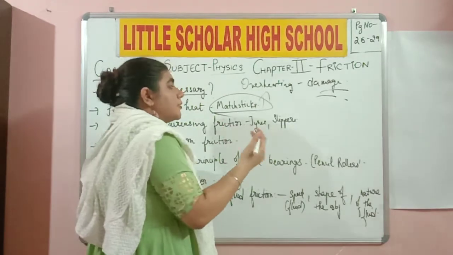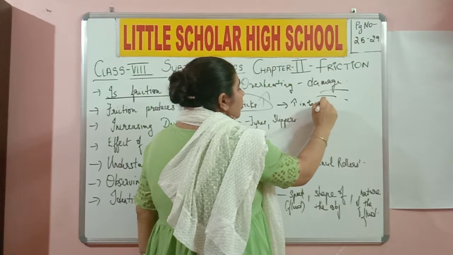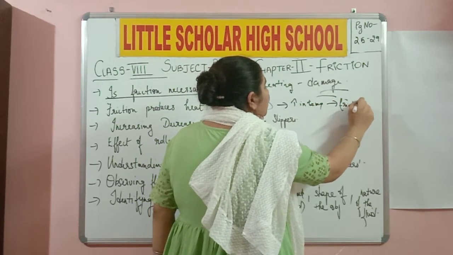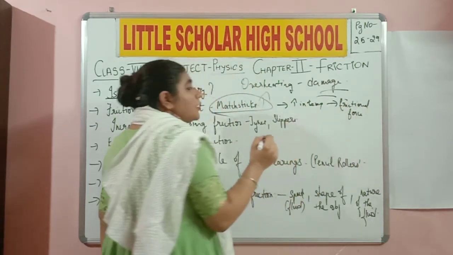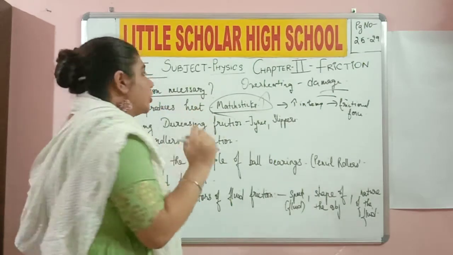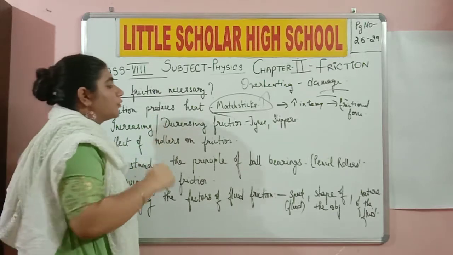So what is the reason for the matchstick to light up? That is increase in temperature. And how did this increase in temperature happen? Because of the frictional force between the head of the matchstick and the side of the matchbox when they were struck together, when they were in contact with each other. Okay with everyone? Now, increasing or decreasing friction.